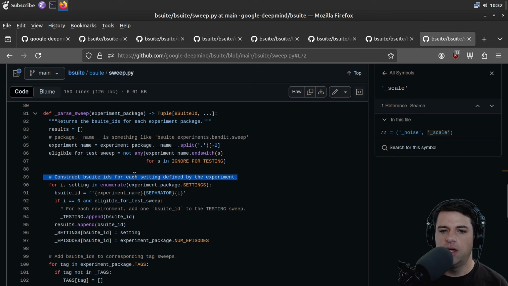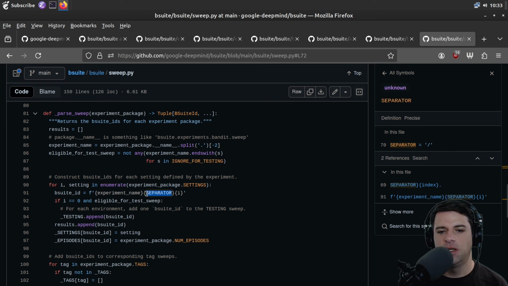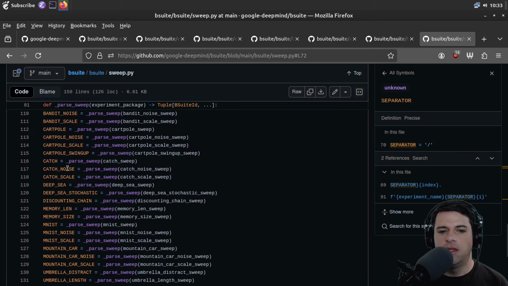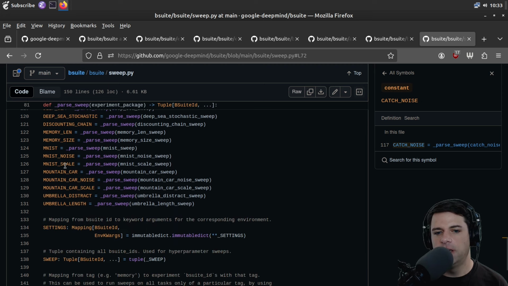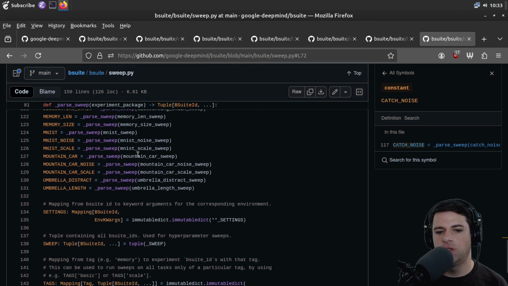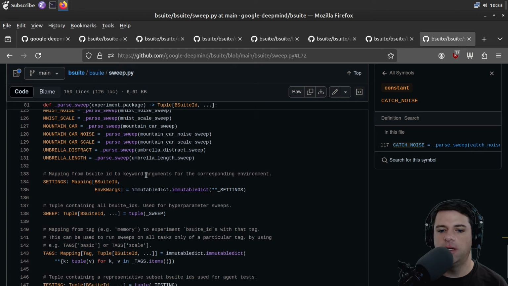And then we're constructing Bsuite IDs for each setting defined by the experiment. So we're going to iterate over some settings using the Python enumerate thing. And the Bsuite ID is going to, we've got separator as a variable, so you can change it. And I guess the separator is a slash, and they're adding the I at the end. Okay, and then they're just defining some constants that they get from parsing the sweep files. And really, that's about it.